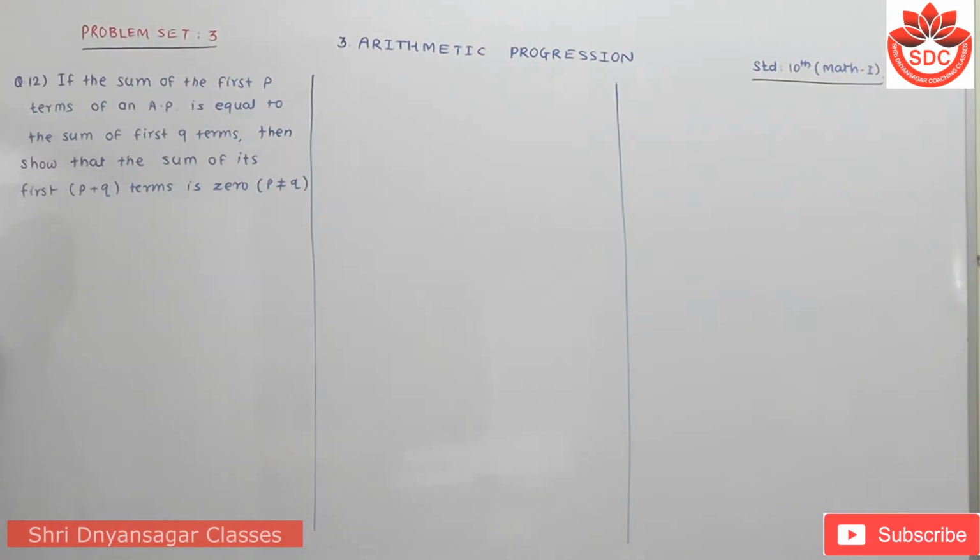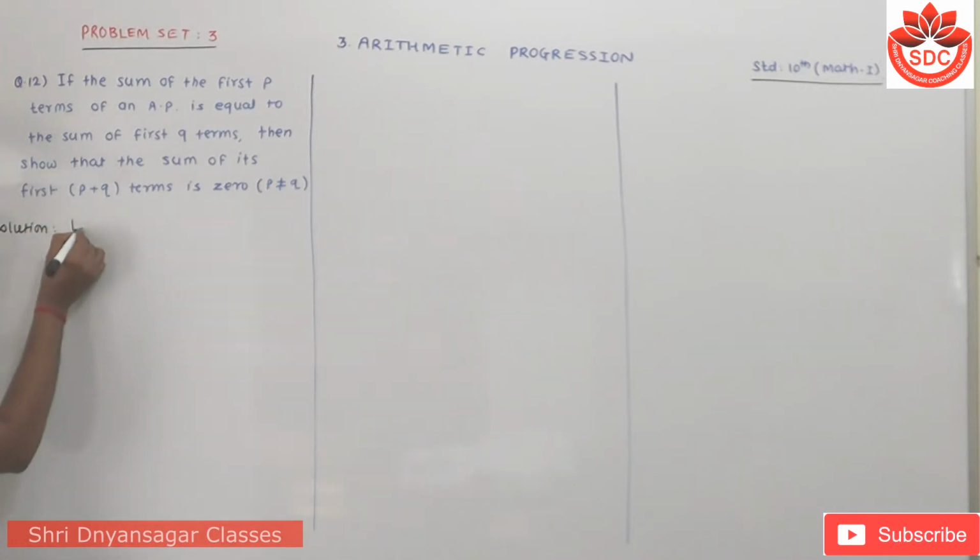Okay, we take the next question. Let's take question number 12. If the sum of the first p terms of an AP is equal to the sum of the first q terms, then show that the sum of its p plus q terms is 0. Student, very important question. Simple one. Now look carefully, solution.